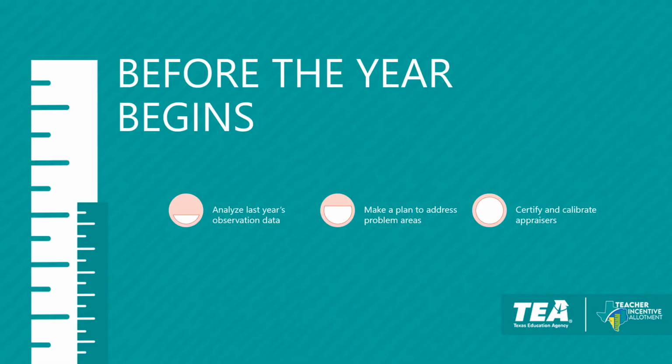Let's start with best practices to implement before the year begins, which is summer through August or September for most districts. The 3 benchmarks that should be happening before kids come back to school are analyzing last year's observation data, making a strategic plan to address any problem areas, and then certifying and calibrating your appraisers. Let's dig into each of these.